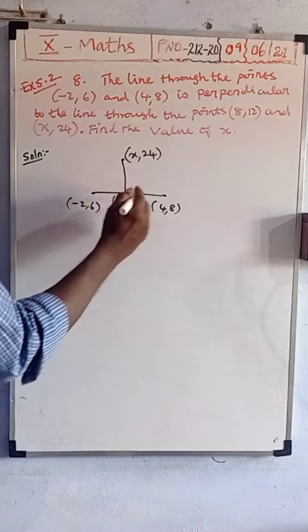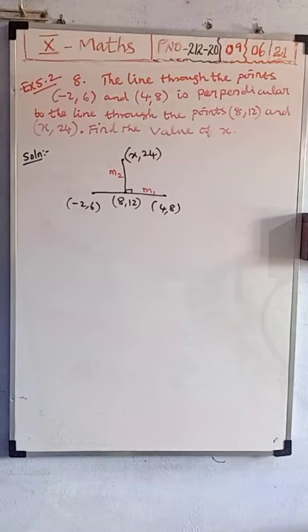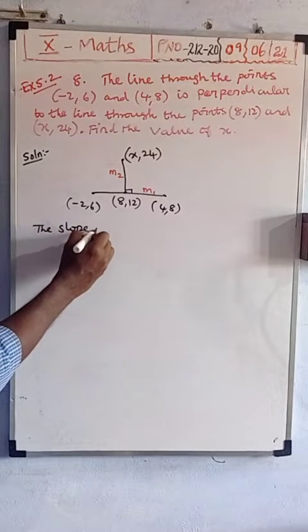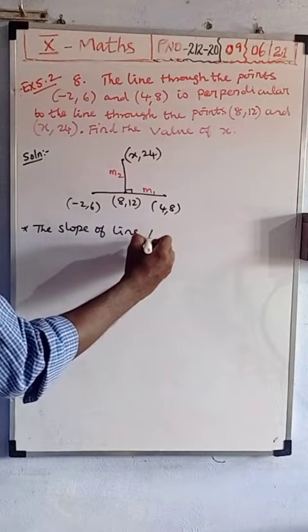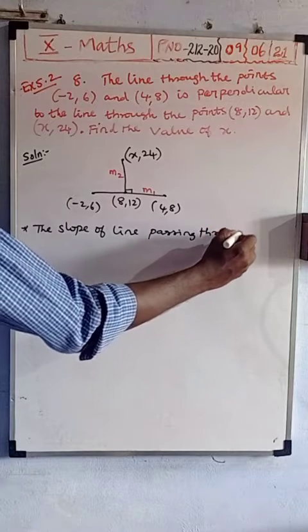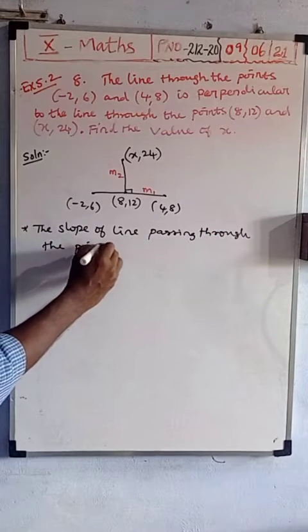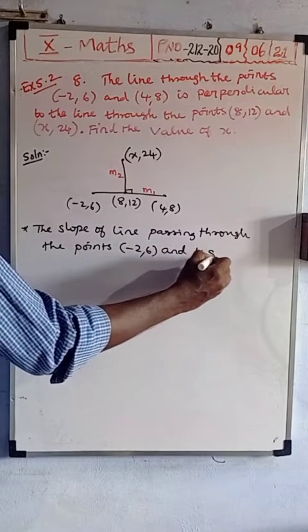We know the condition: if two lines are perpendicular, the product of their slopes is equal to -1. So using this concept we will get the value of x. First, the slope of the line passing through the points (-2, 6) and (4, 8).